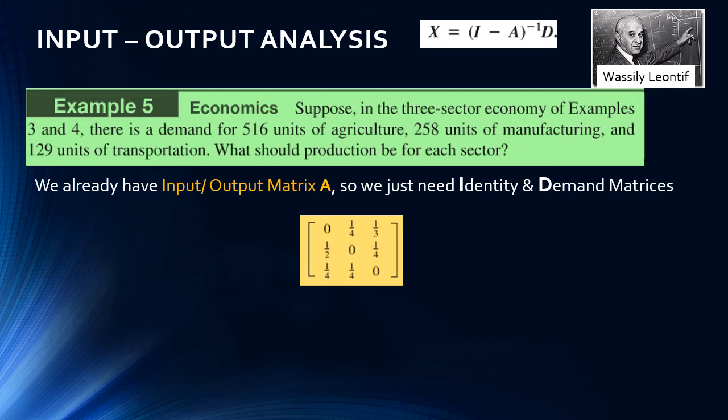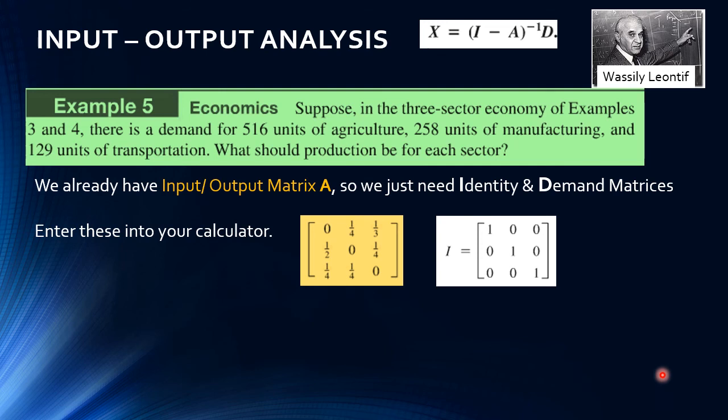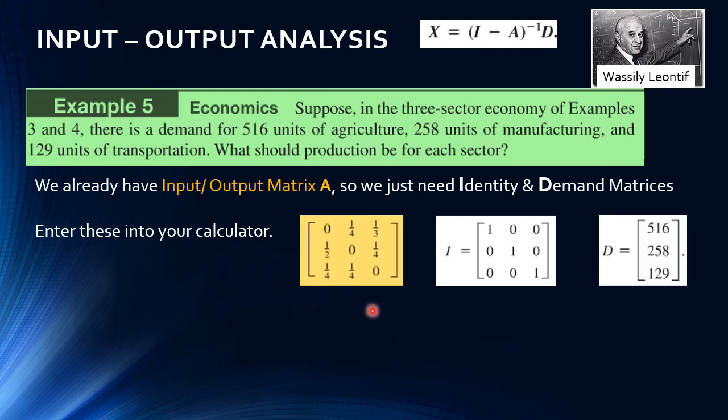Here's our input-output matrix. We've already had this one since the very beginning. Remember, our identity matrix will be the same size, but it will be 1s in the downward diagonal and 0s everywhere else. We know the demand matrix because that's what's given to us in the problem. So we need to enter all 3 of these in our calculator: A, I, and D. All right? Once we have them, now we can figure out what we need to produce, or matrix X, by using this formula at the top of the page.